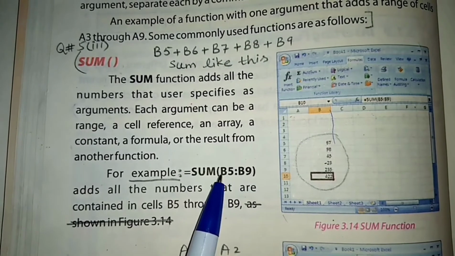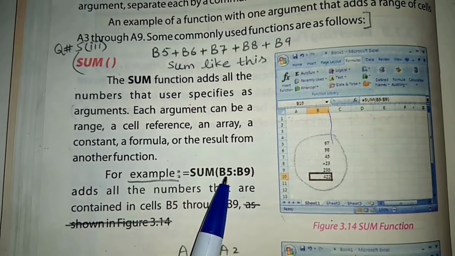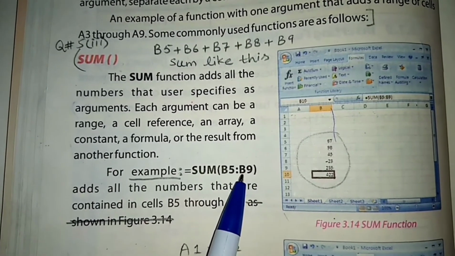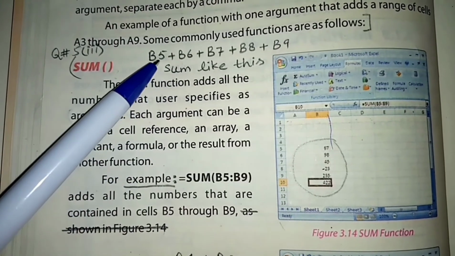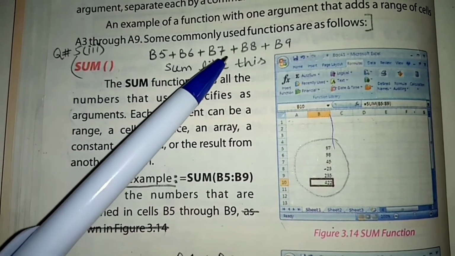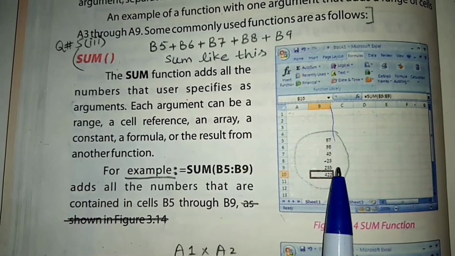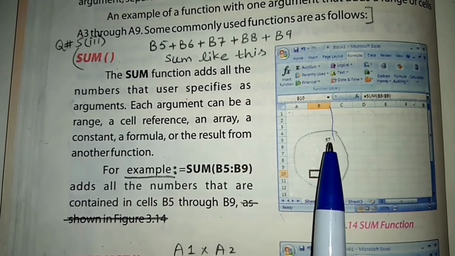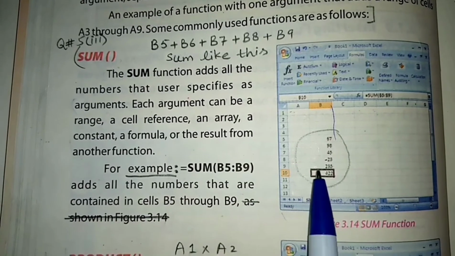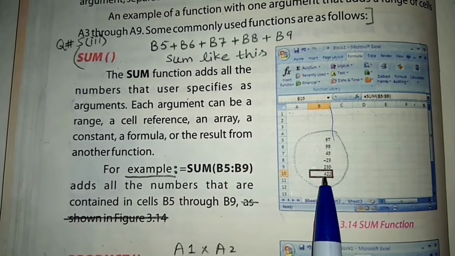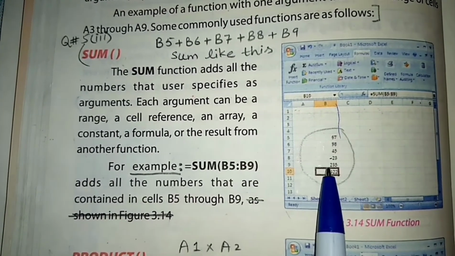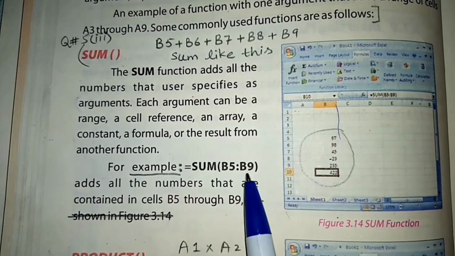For example, sum b5 to b9. This function will calculate the sum of all the values in the cells b5 to b9. Just like this, b5 plus b6 plus b7 plus b8 plus b9. Students, here we can see in the figure, numbers are written in the cells b5 to b9 and in the cell b10, a sum is calculated using this sum function b5 to b9.